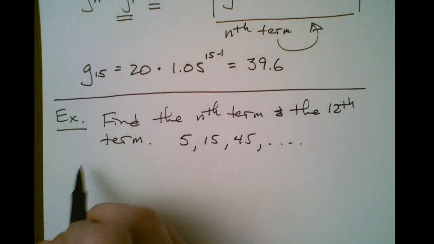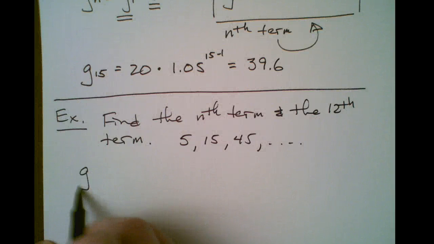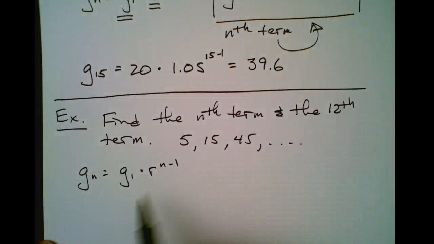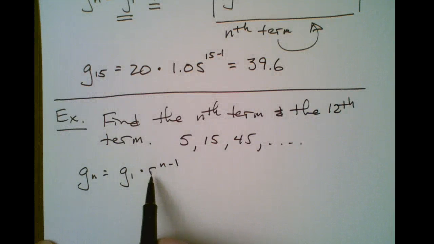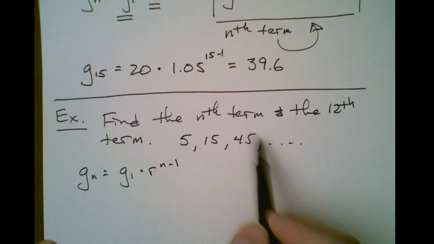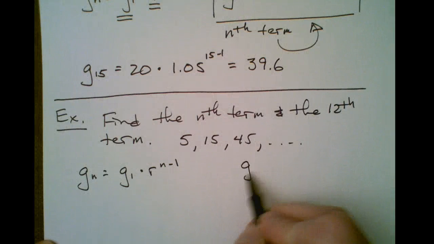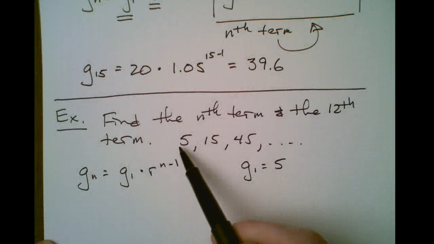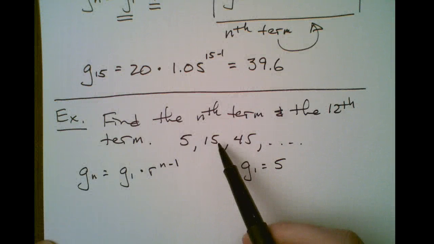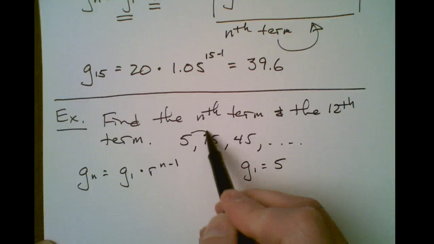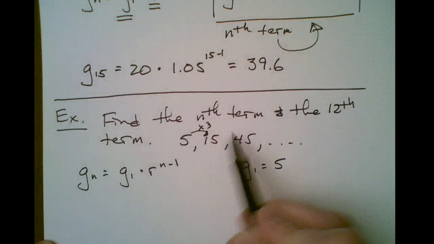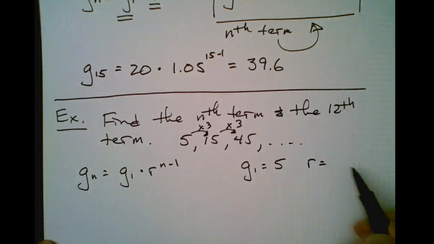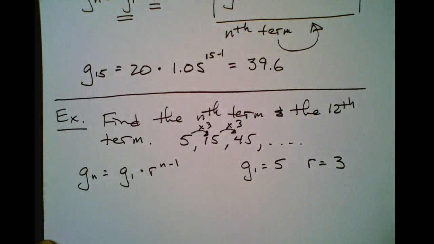So our formula for the nth term, again, is g sub n is equal to g sub 1 times r to the n minus 1. So we need the first term and we need the common ratio. Well, if we look at the sequence as it's given, we know what the first term is. That's just simply 5. And then we can figure out the common ratio because to go from 5 to 15, we're multiplying by 3. To go from 15 to 45, we're multiplying by 3. So my common ratio is 3.